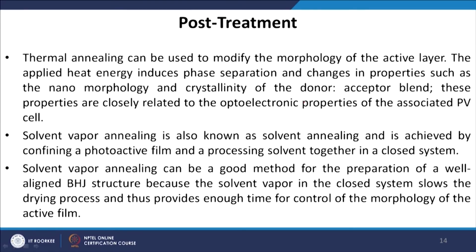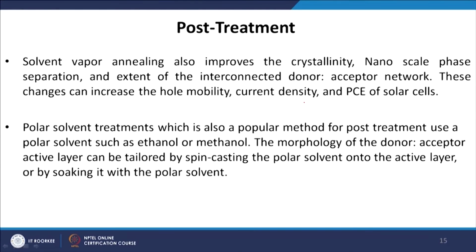Solvent vapor annealing, also known as solvent annealing, is achieved by confining a photoactive film and a processing solvent together in a closed system. Solvent vapor annealing can be a good treatment for preparation of a well aligned BHJ structure because the solvent vapor in the closed system slows the drying process and provides enough time for control of the morphology of the active film. It also improves the crystallinity, nanoscale phase separation and extent of the interconnected donor acceptor network. This change can increase the hole mobility, current density and power conversion efficiency of the solar cell.